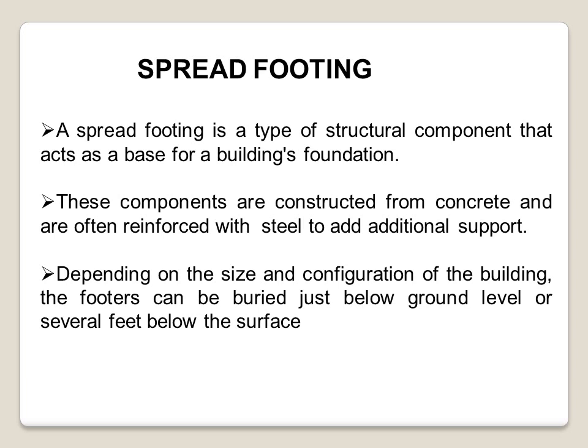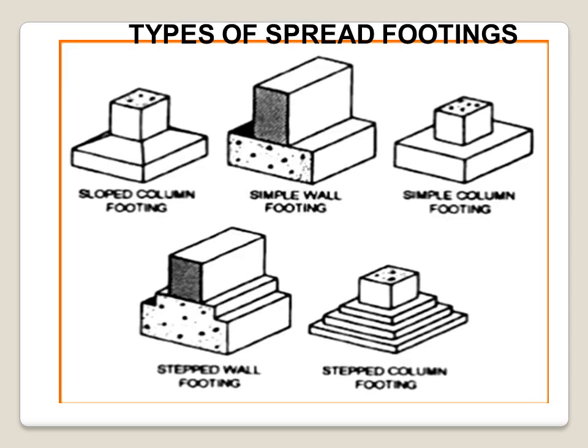It acts as a base for a building's foundation, and these components are constructed from concrete and are often reinforced with steel to add additional support. These sketches denote the types of spread footings: slope footing, simple wall footing, simple column footing, stepped footing and stepped column footing.